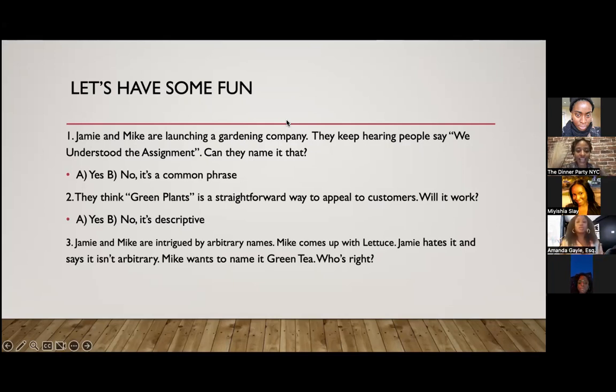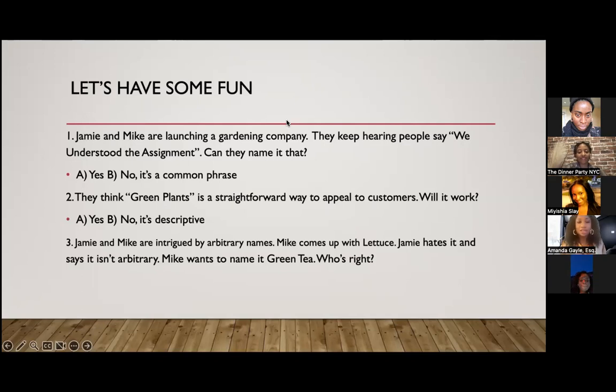Maybe I missed this, but is there a way we can check if a name's available beforehand? Is there like a website to do it outside of just like, what state you're in? Good question. I'll answer that after the quiz. Okay, perfect. So let's put a pin in that.